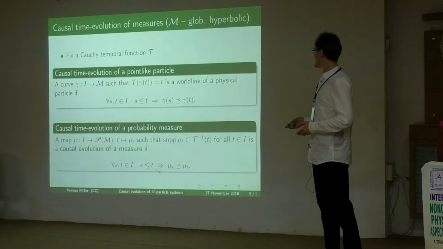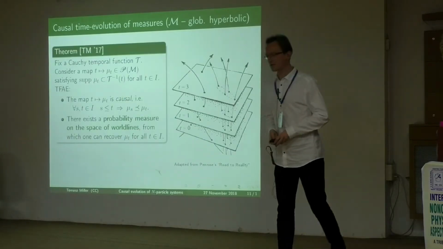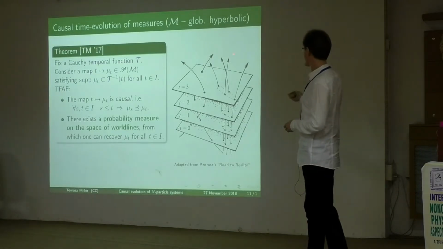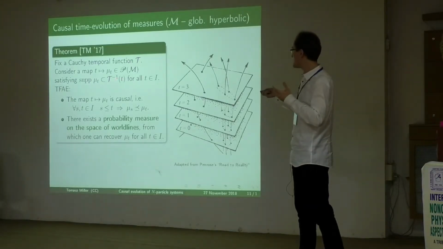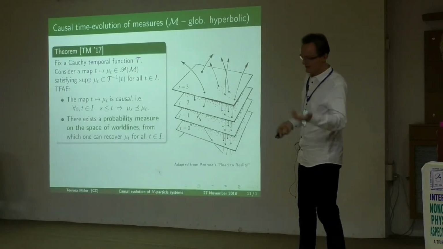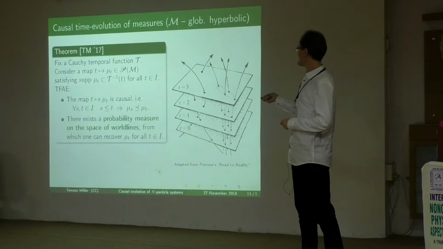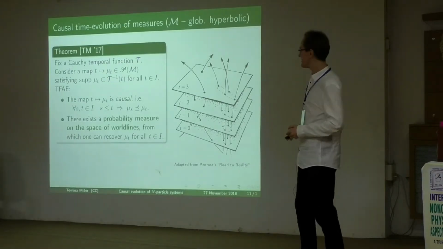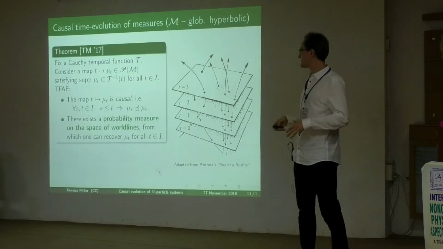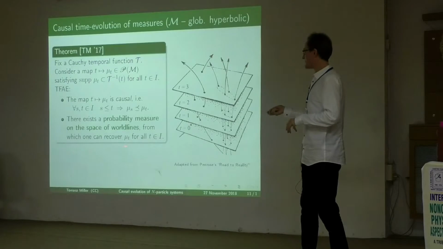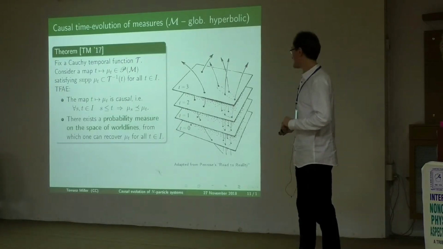One can find a definition equivalent to this one, which is manifestly generally covariant. And this definition is the subject of the following theorem. This is a picture adapted from Penrose's famous book, Road to Reality. So here we've got a theorem that if we fix a temporal function, and consider a measure-valued map such that for every t, mu t is supported in the corresponding time slice, then the following conditions are equivalent. The first condition is just the causality condition from the previous slide, and it turns out to be equivalent to the existence of a single probability measure, but this time on the space of world lines. Of course, this is a very loose statement of the actual theorem. It's much more precise, but I don't want to get too deep into details here.